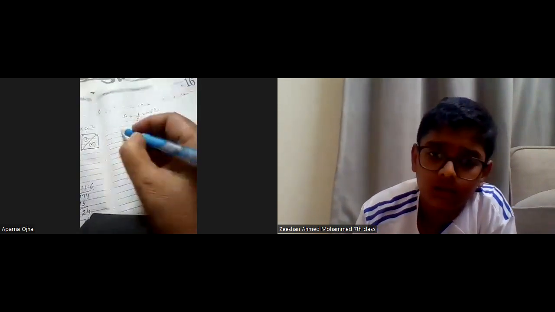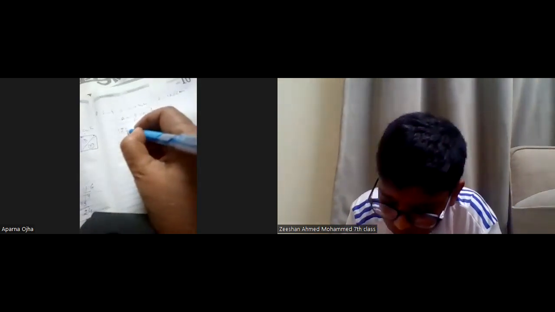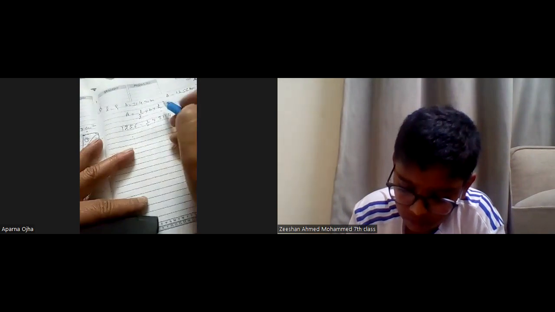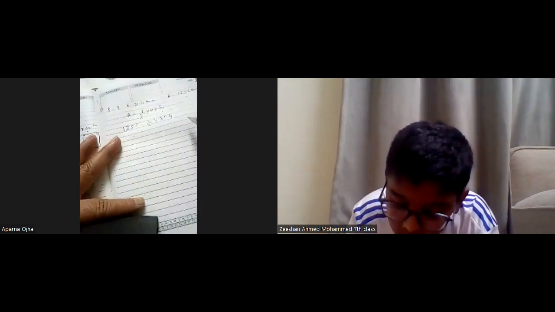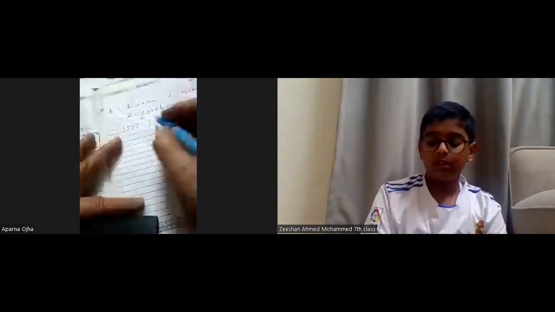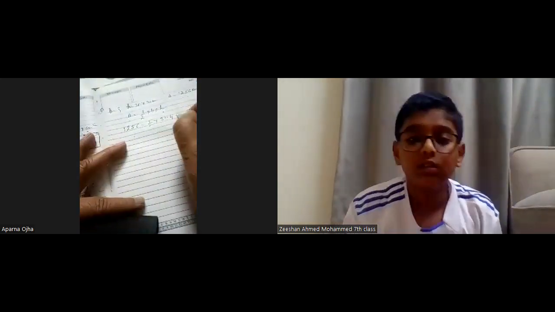Area is how much? 1256. This is given. 1256 equals half. Base is how much? I think base is given 31.4. Or height is given? Height is given. Height is 31.4, and base we have to find. Yes, ma'am. So base we have to find, right? B. Now the cross multiply.